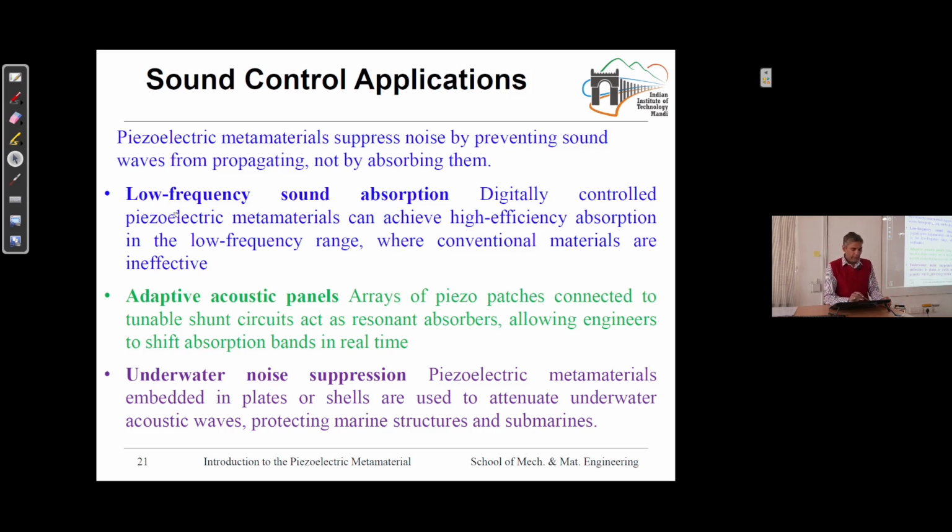Then low frequency sound absorption. Digitally controlled piezoelectric metamaterials can achieve high efficiency absorption in the low frequency range, where conventional materials are ineffective. Adaptive acoustic panels: an array of piezo patches connected to tunable shunt circuits act as resonant absorbers, allowing engineers to shift the absorption band in real time. Underwater noise suppression: piezoelectric metamaterials embedded in plates and shells are used to attenuate underwater acoustic waves.